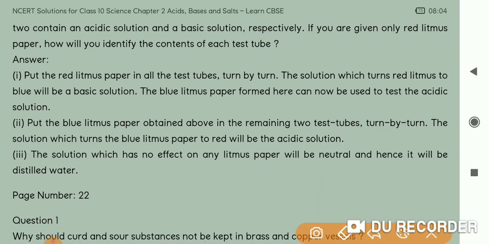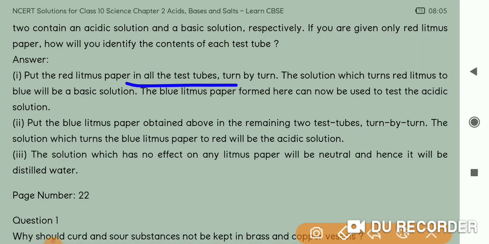First of all, put the red litmus paper in all the test tubes, one by one, turn by turn. The solution that turns red litmus blue will be the basic solution. Now see, we know that red litmus paper turning blue can only happen in a basic solution. So a base turns red litmus paper blue, we know that. Wherever it is changing to blue in color, that is the basic solution.